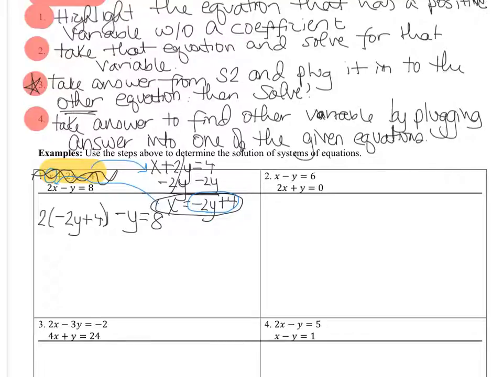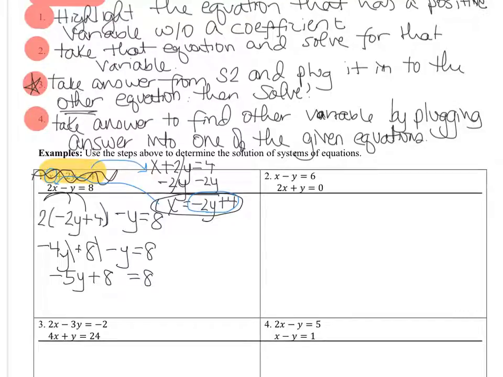So, friends, how do we solve? Distribute first. So I have negative 4y plus 8 minus y equals 8. What am I going to do now? Well, I'm going to combine like terms. Draw your slashes if you have to. I have negative 5y plus 8 equals 8.